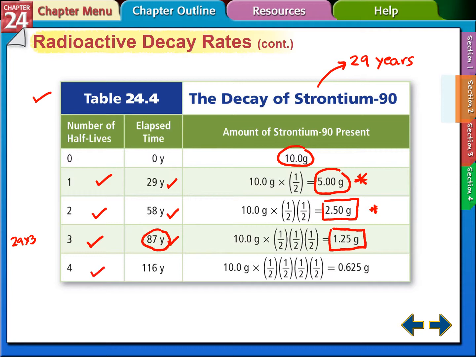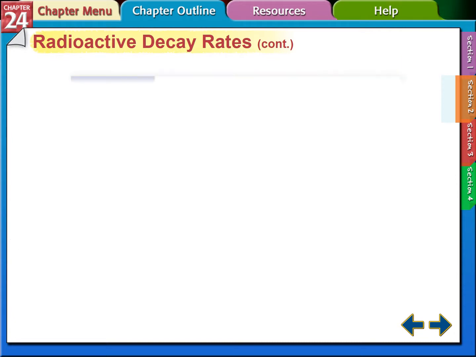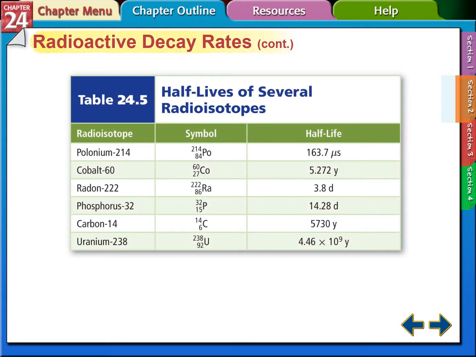And after the fourth half-life, that means 4 times 29, which is equal to 116 years, half of what has remained after 87 years, that means half of 1.25 grams would decay, and therefore after 4 half-lives, only 0.625 grams will remain. So that is the idea of half-life. And different substances would have different half-lives.